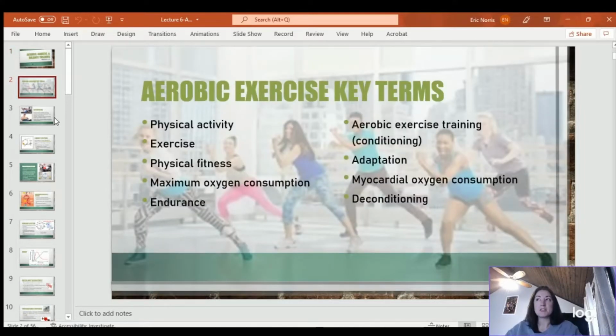So, aerobic exercise key terms. Physical activity, exercise, physical fitness, maximum oxygen consumption, endurance, all these things we will talk about in future slides. Aerobic exercise training, which is also known as conditioning, adaptation, myocardial oxygen consumption, and deconditioning.